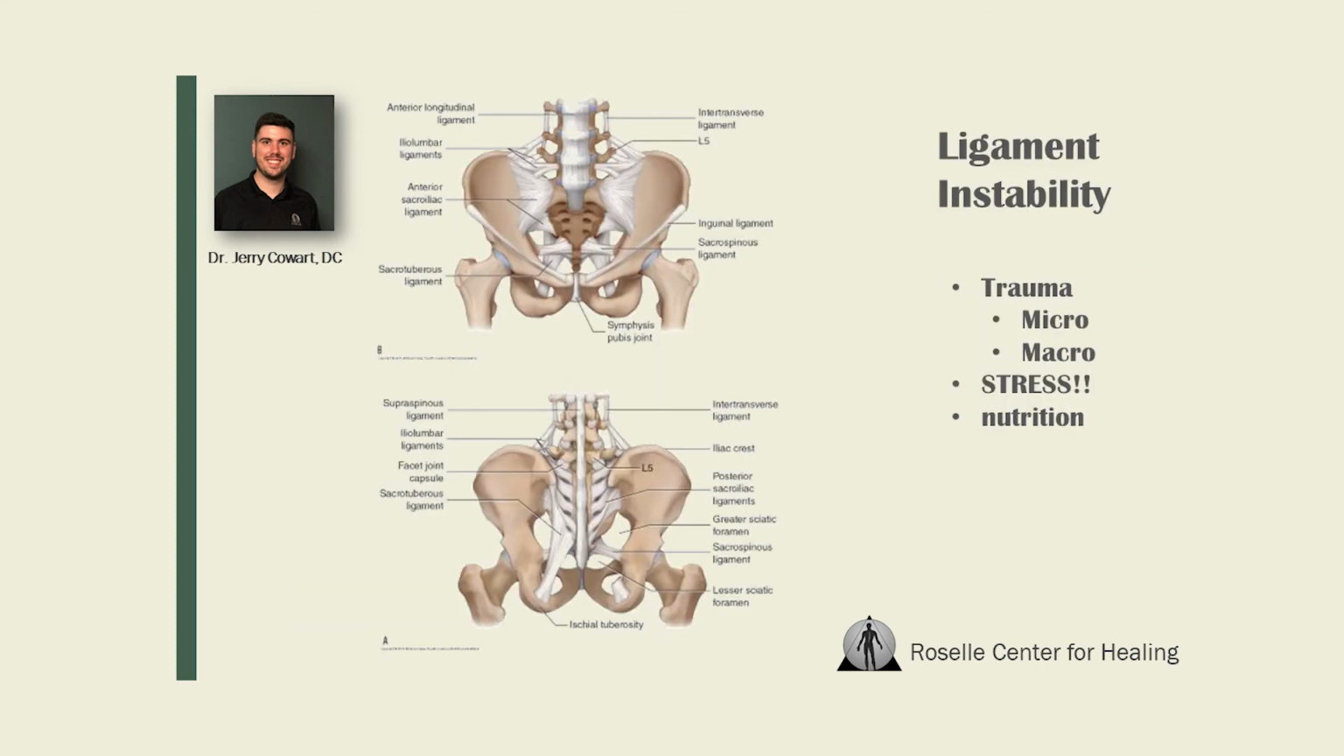So lastly, of the most obvious conditions that can be affected with sciatica, we're going to talk about ligament instability. And unfortunately, this is one that is a lot more common in the current global climate right now. Because as you can see here, we're talking about traumas, micro and macro traumas, as we discussed before, stress, and nutrition.